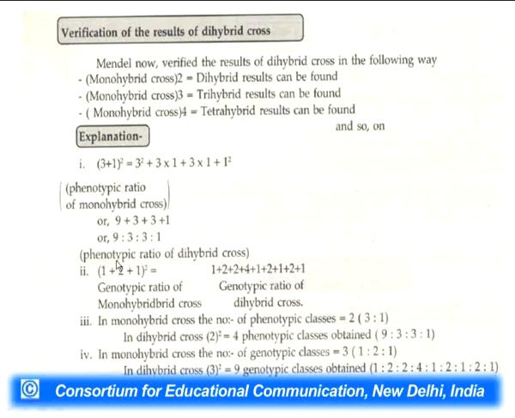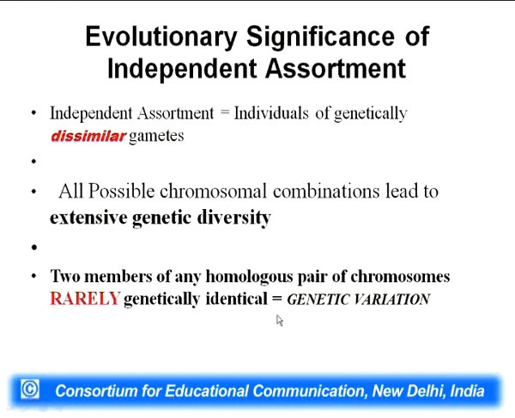Likewise, there are 3 genotypic classes in monohybrid, and therefore, 3 to the power 2, there are 9 genotypic classes in a dihybrid. So, this was a conclusion that Mendel also arrived at when he was looking at the mono and the dihybrid crosses.